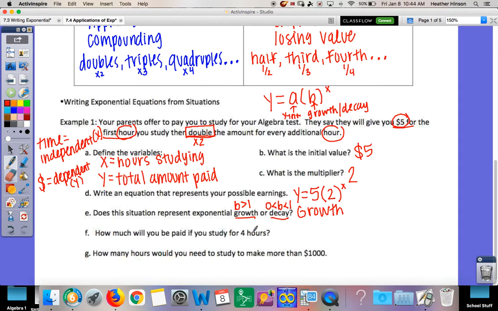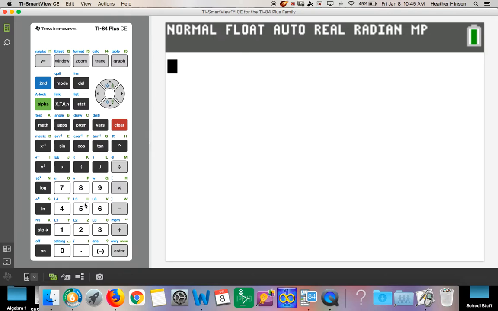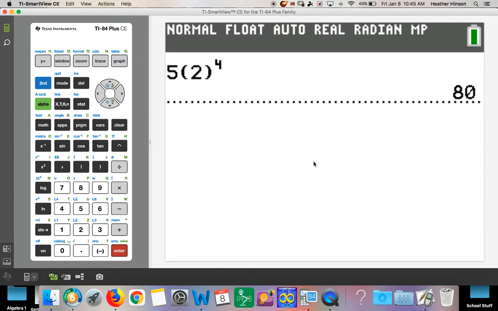So how much will you be paid if you study for 4 hours? So what could we do with 4? Would we plug that into x or would we plug that into y? Correct. This is hours. Hours was our x variable. So we're going to plug it into x. So y equals 5 times 2 to the 4th for 4 hours. And you can plug this in. So 5 times 2, and do the little rooftop up arrow and put in 4 hours. And we're going to get 80.